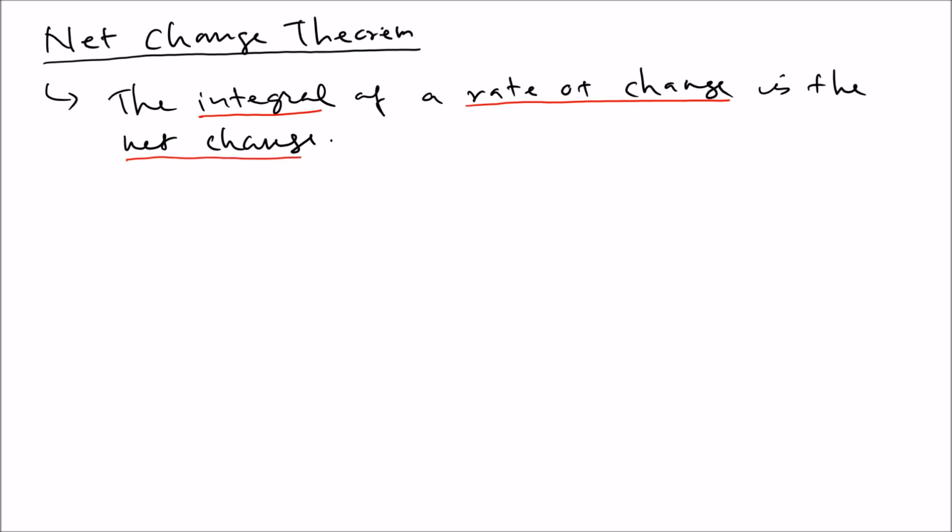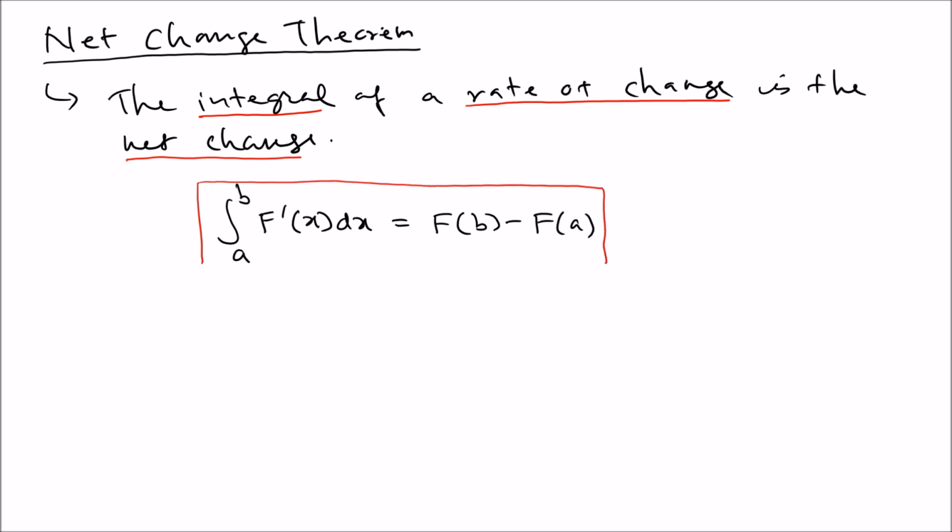So that means if you integrate the derivative of a function, you get the net change of the function. That's the derivative. So it is f(b) minus f(a). So that's the net change. That is the net change theorem. So that means if you integrate a rate of change of the function, you get the net change of the function. So this part is the net change.